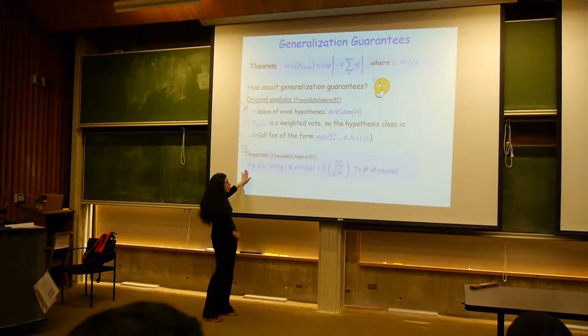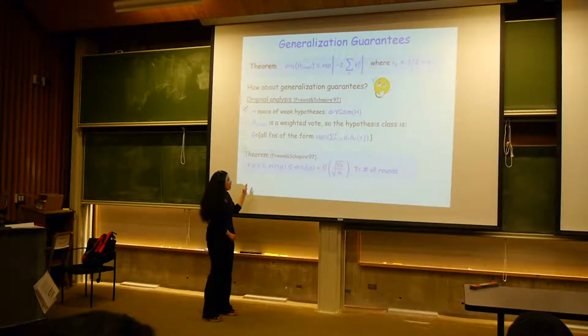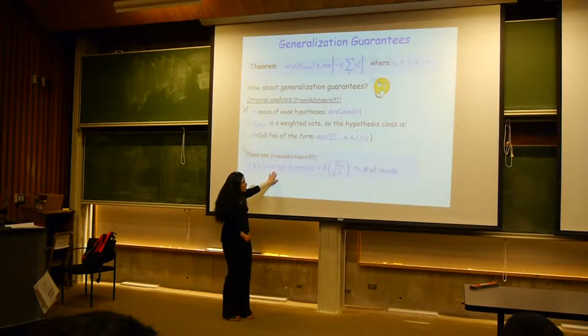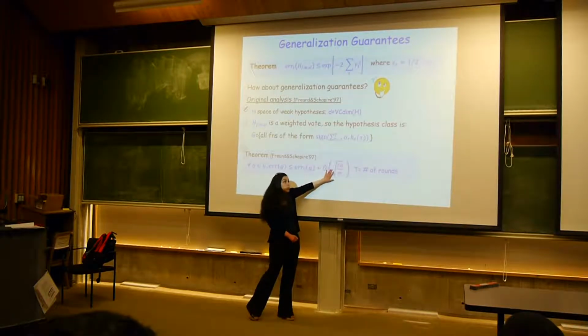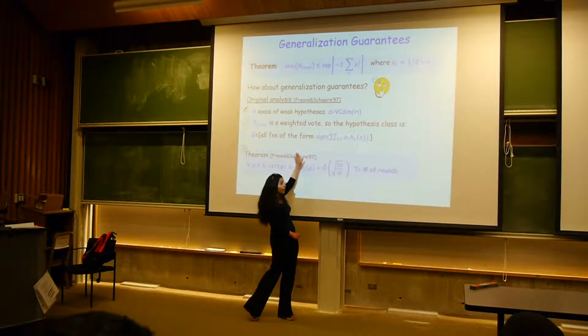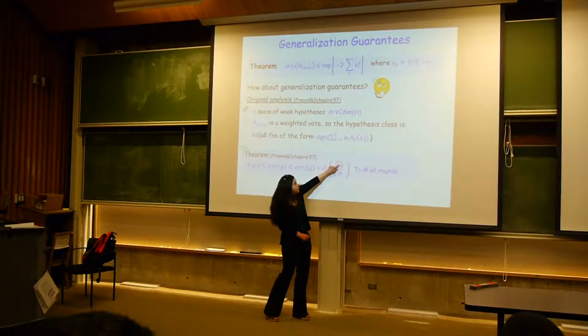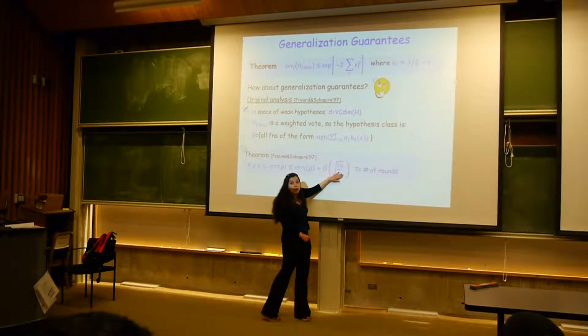And so you can then show that uniformly for all functions in that class, the true error is upper bounded by the empirical error plus some complexity term that depends on the complexity of this class of functions. We should have here the square root of the VC dimension of this class G over M, right? This is how a normal generalization bound would look.